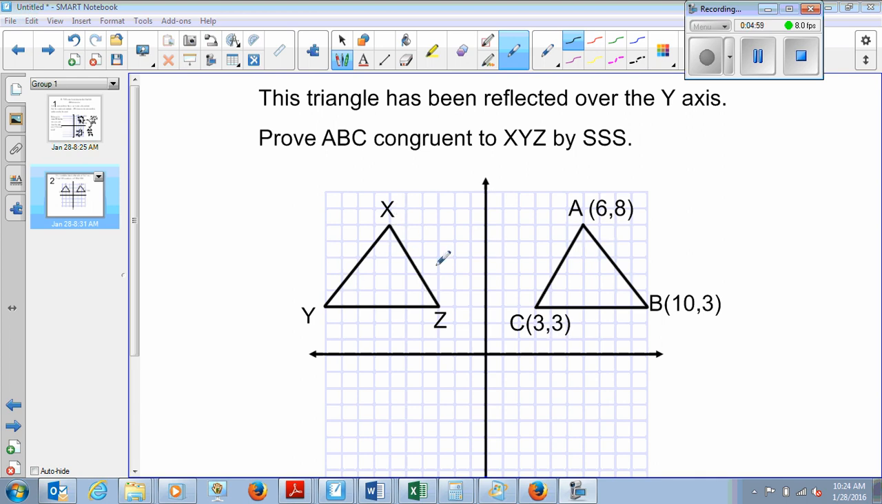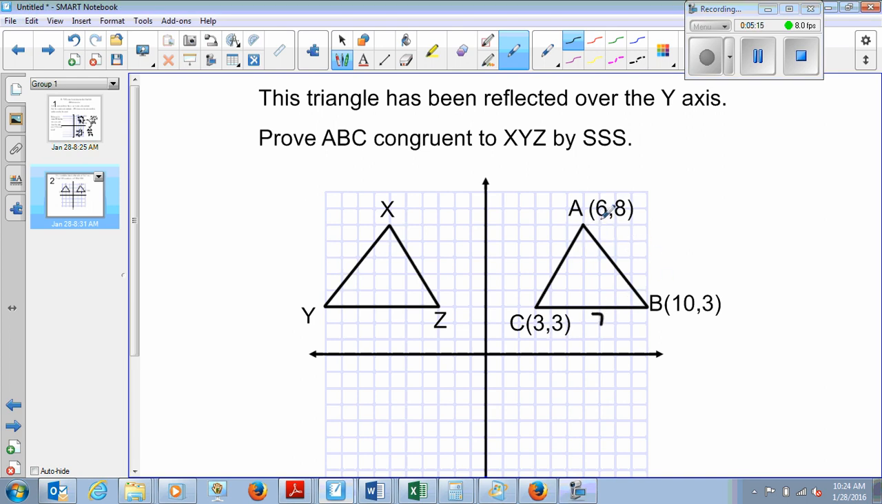And we want to prove that they're the same by side, side, side. So we need to see what the length of these sides are going to be. So I'm going to find AB first. Oh, actually, I'm going to find BC first because I can just count it. It goes from 3 up to 10. So 1, 2, 3, 4, 5, 6, 7 is that length.